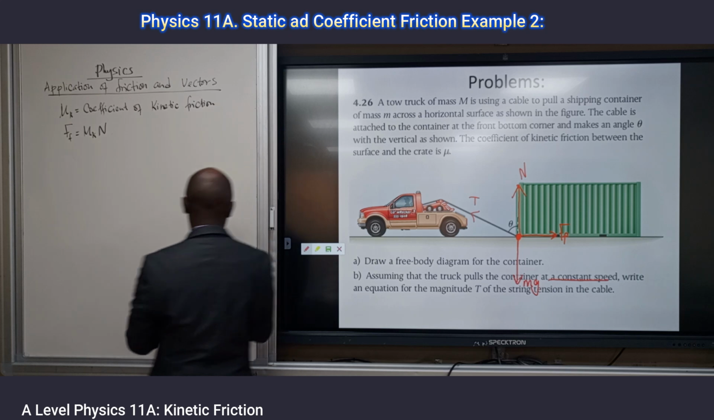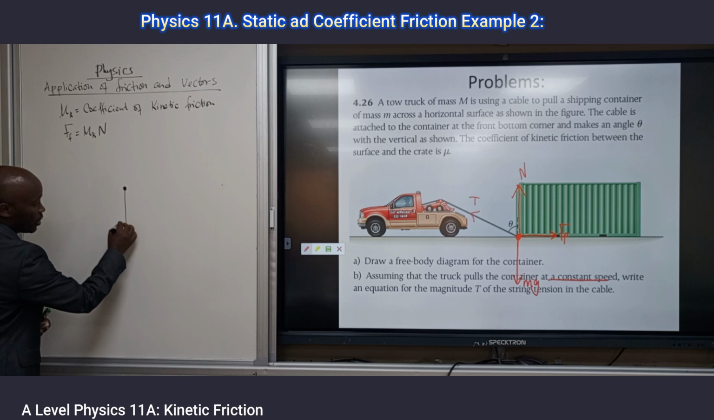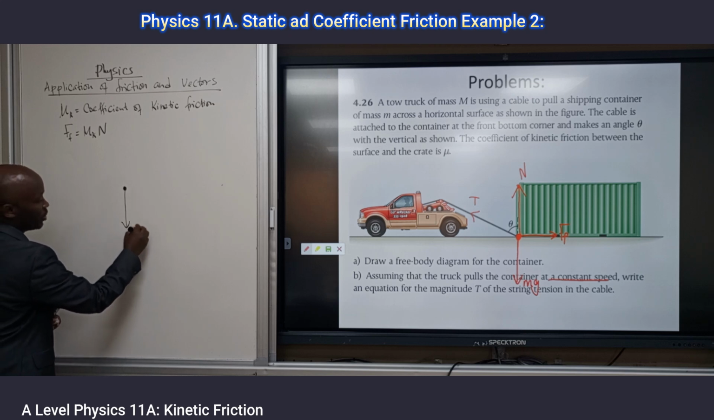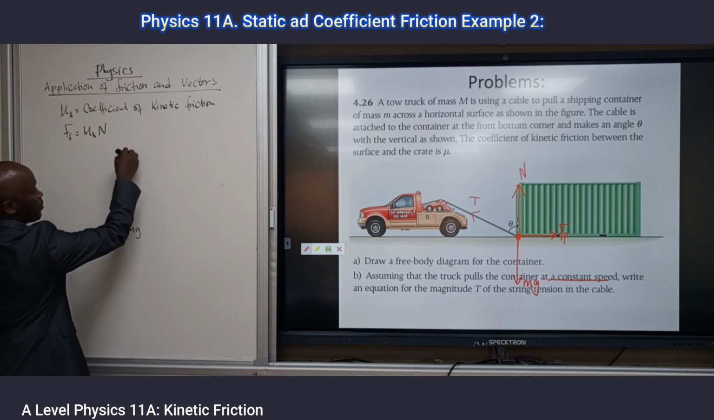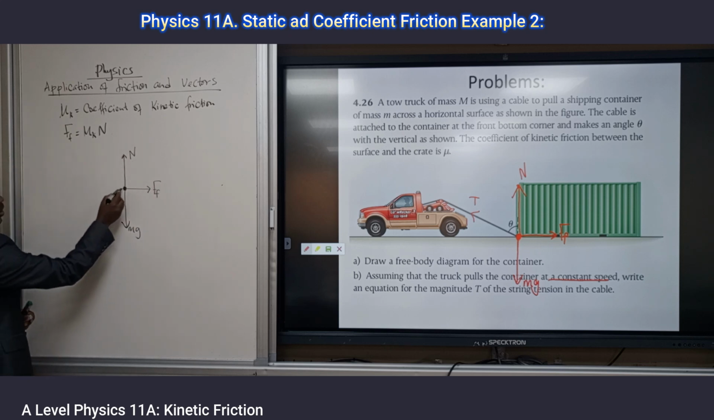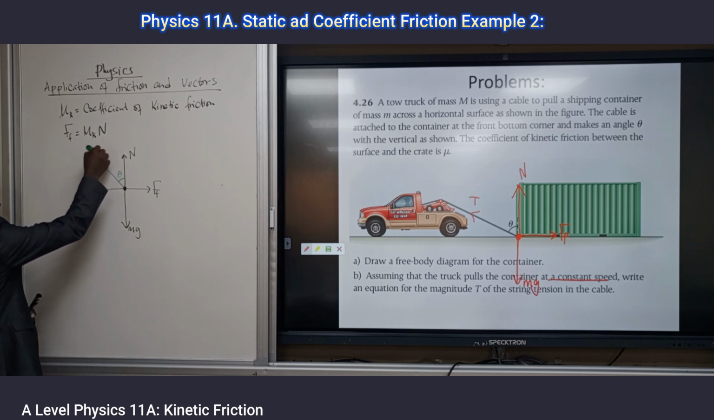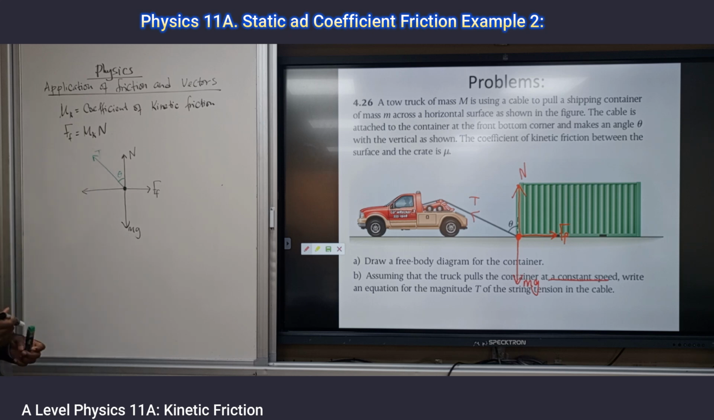So we have the free body diagram already. We have the force down, which happens to be the mg. We have the force up, which is the normal reaction force. We have the friction force backwards, and it's moving in this direction. However, the tension is pulling at an angle theta, and this is our tension force T. So how do we proceed from here to form an equation that will give us T?